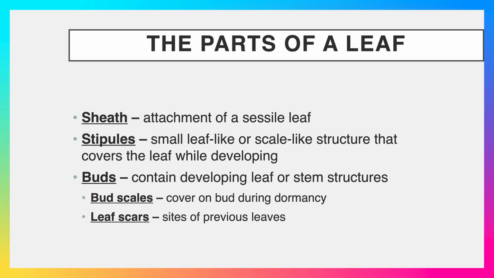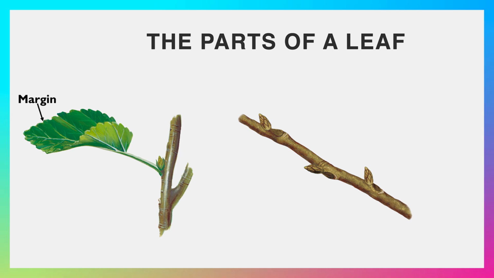And then, as you know, leaves fall off in the fall, and there are sites where the leaves used to be, and these sites are called leaf scars. There are also sites where there are previous bud scales, and those are called bud scale scars. So let's take a look at a picture and point out these various parts of the leaf and the stem.